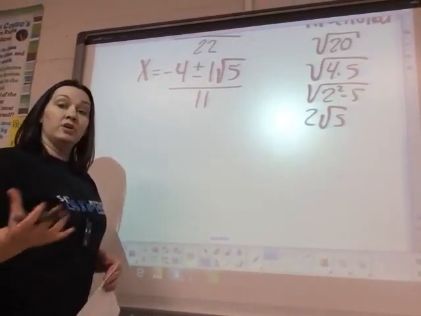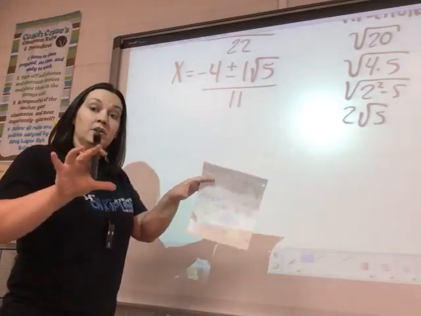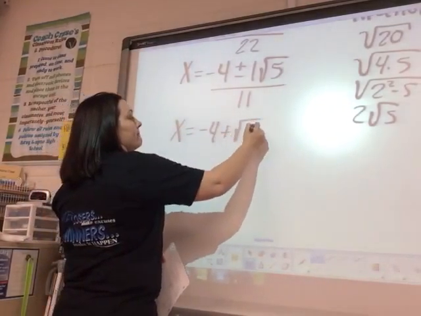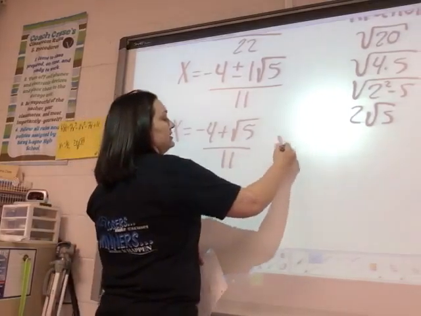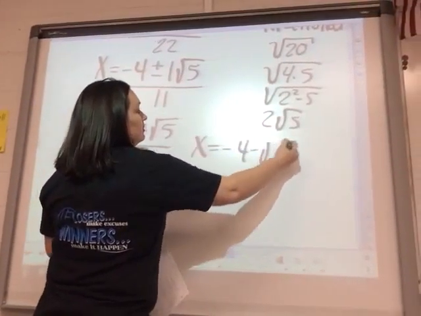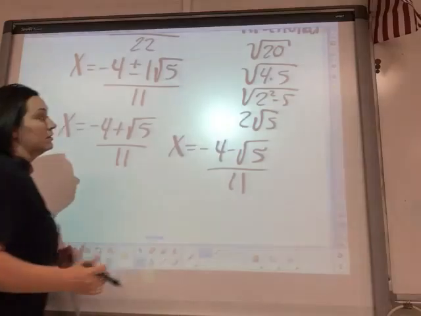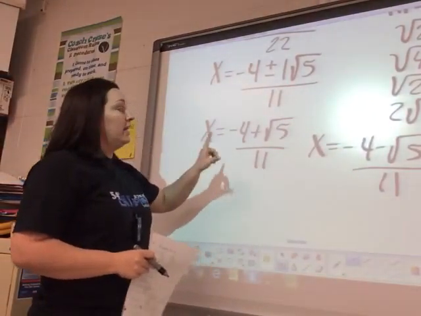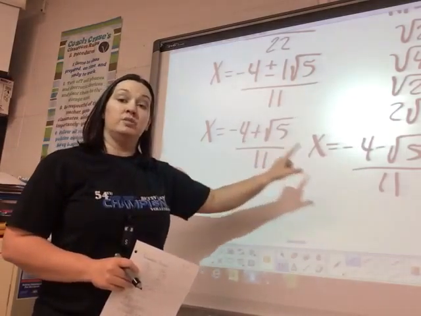The only other version you could have is they might split it up. Use your plus sign for one answer. Use your minus sign for the other answer. Notice I didn't put the 1 in front of my radical. You don't have to. It's still equivalent. And these are your actual irrational answers.